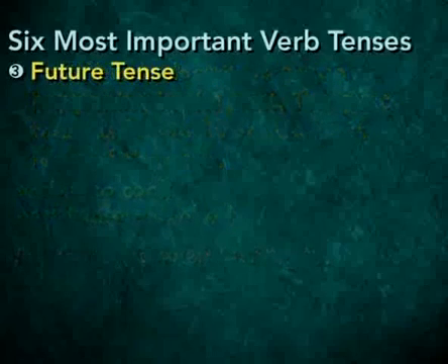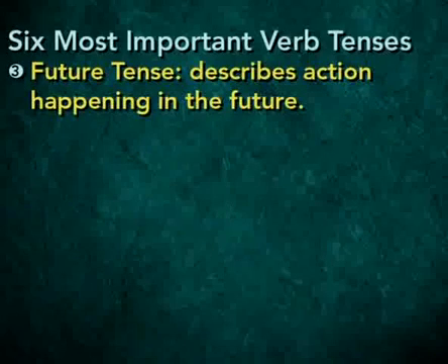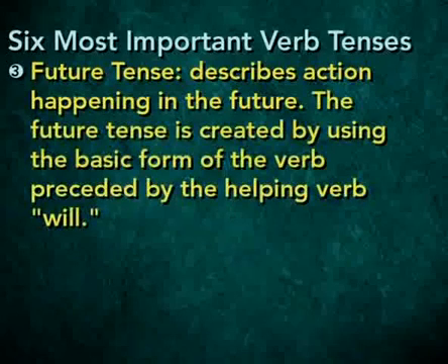The third tense is the future tense. The future tense describes action happening in the future. Now, the future tense is created by using the basic form of the verb and preceding it with the helping verb will. Therefore, if we were describing something that's going to happen tomorrow, let's say, we would create the proper verb by using the helping verb will and adding that to the basic form of the verb, the infinitive.